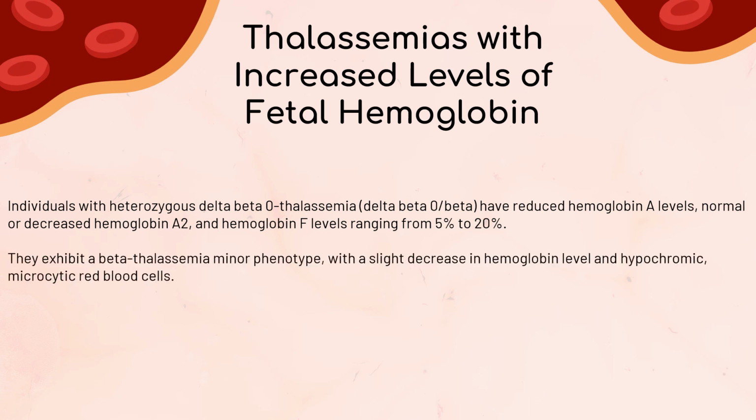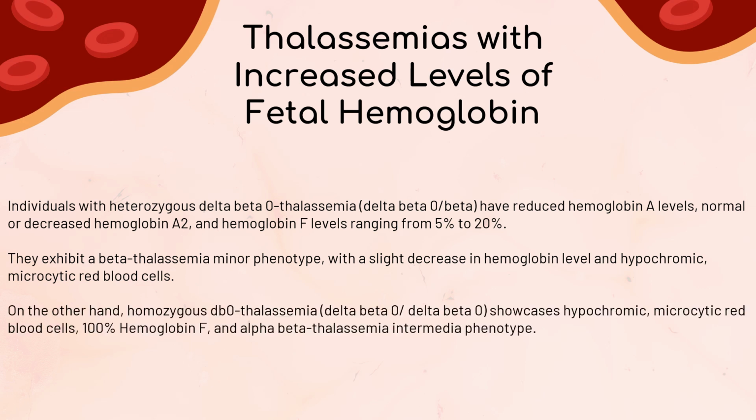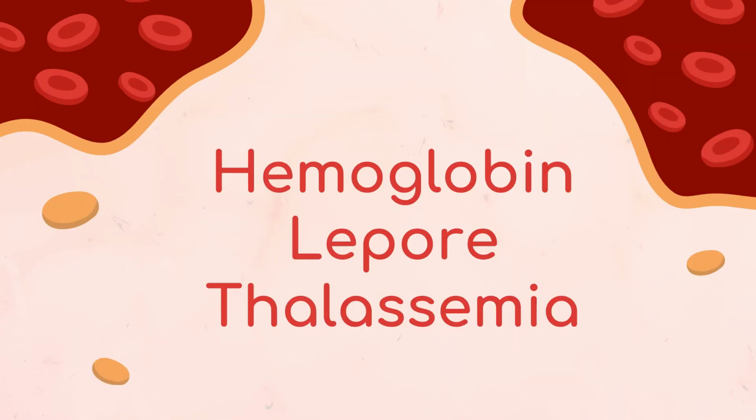They exhibit a beta-thalassemia minor phenotype, with a slight decrease in hemoglobin level and hypochromic, microcytic red blood cells. On the other hand, homozygous delta-beta-0 thalassemia, delta-beta-0/delta-beta-0, showcases hypochromic, microcytic red blood cells, 100% hemoglobin F, and a beta-thalassemia intermedia phenotype. Now we have hemoglobin Lepore thalassemia, a rare type of beta thalassemia caused by a unique genetic fusion.